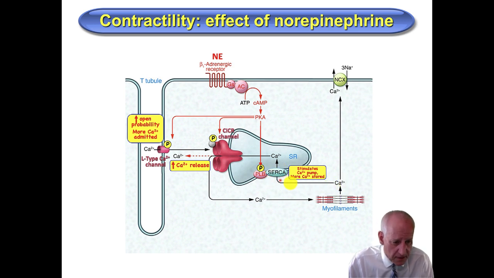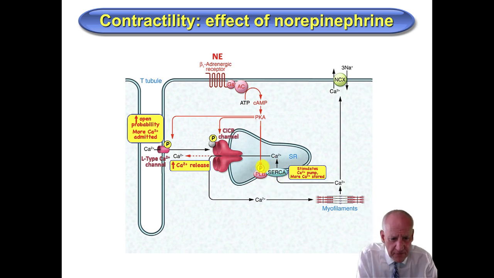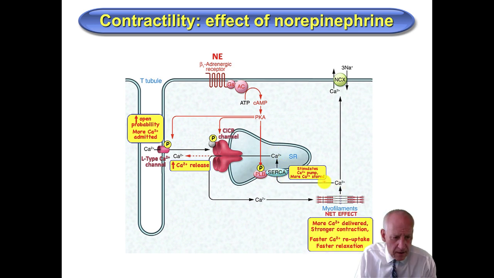So the calcium is resequestered back into the SR more vigorously, and this has two effects. First of all, it loads the SR with more calcium in between beats, and second, it hastens the removal of calcium from the cytosol back into the SR and therefore speeds up relaxation. So the net effect is more calcium delivered to the myofilaments, resulting in a stronger contraction, and then faster calcium reuptake, which gives a faster relaxation.